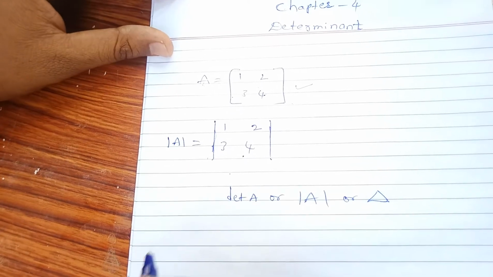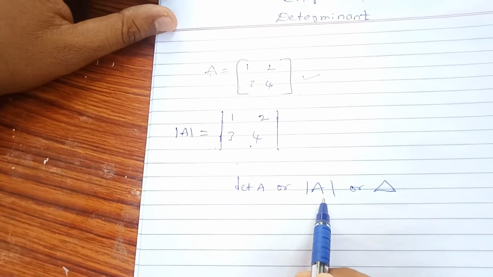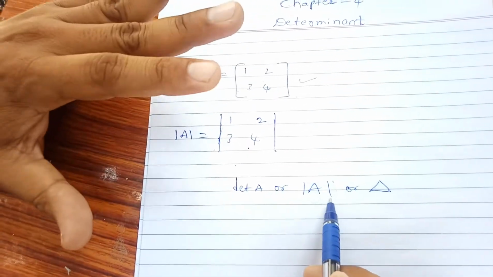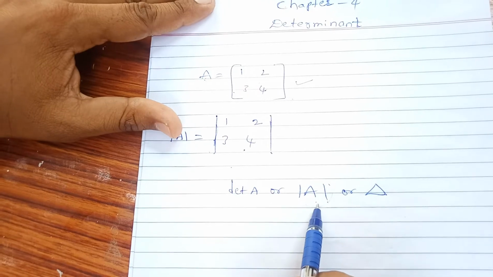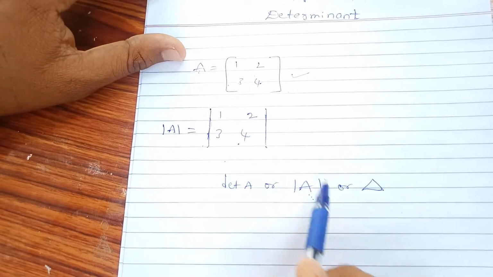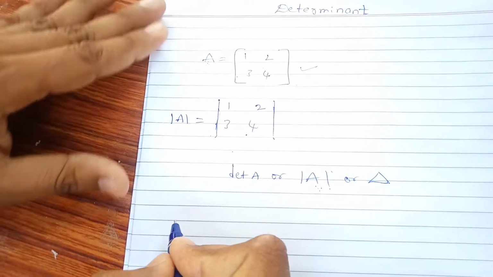Okay, so next, see, don't say this as modulus of A. In the determinant chapter we need not say this is the modulus of A. This is wrong, modulus of A is wrong. So what we can say is determinant of A. Remember this point. So next, we can continue like this.